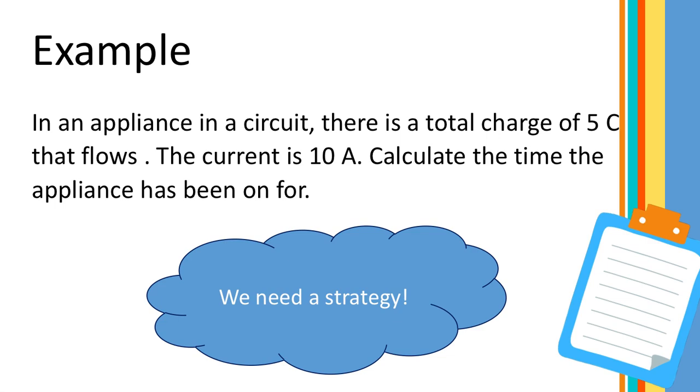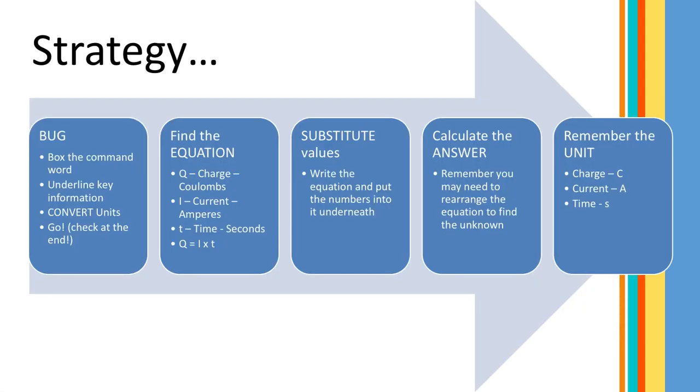So let's look at an example question where we're going to need to use this equation. In an appliance in a circuit, there is a total charge of 5 coulombs that flows. The current is 10 amps. Calculate the time the appliance has been on for. So, as ever, we need a strategy. Let's look at one of those first. So, we need to BUG.